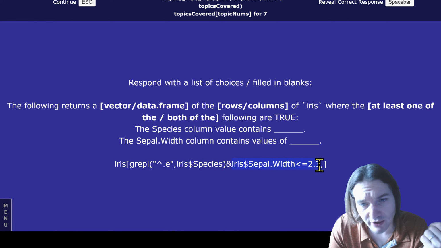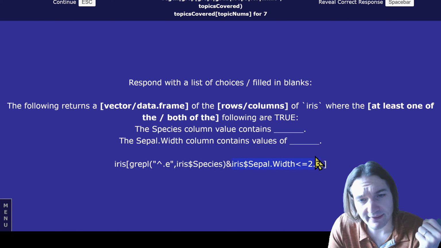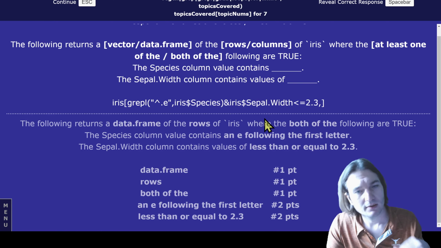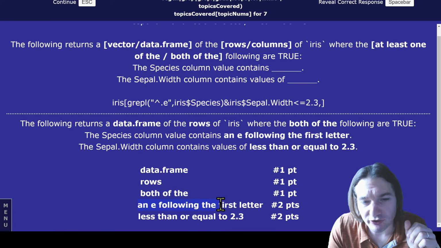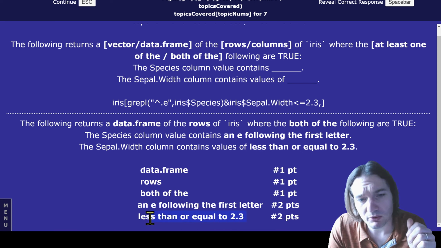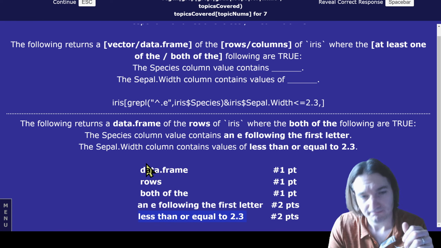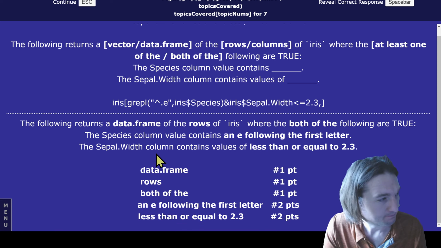This is just a standard numerical comparison of less than or equal to 2.3. In summary, I'd probably say just an e following the first letter, or less than or equal to 2.3 for those blanks.